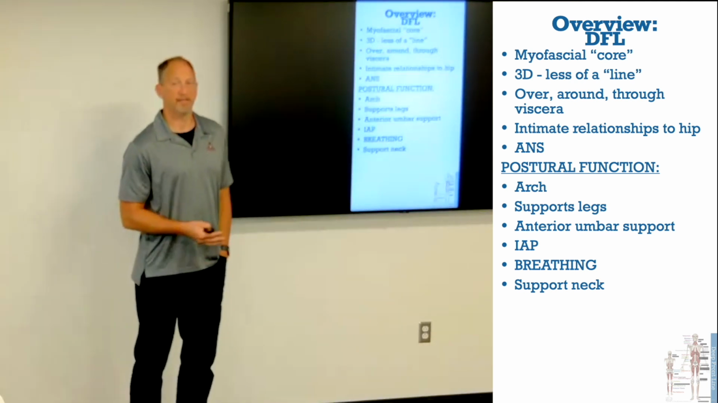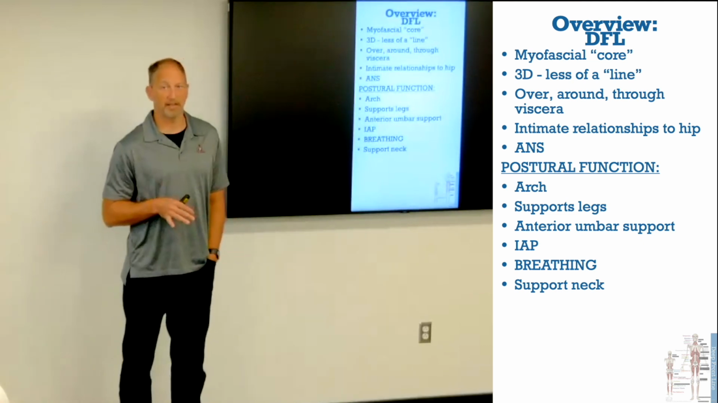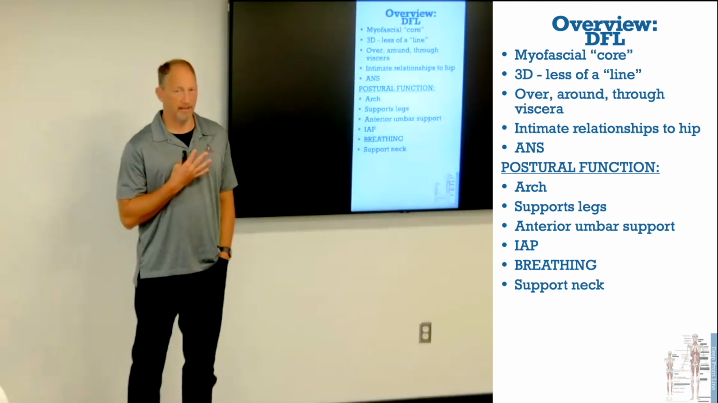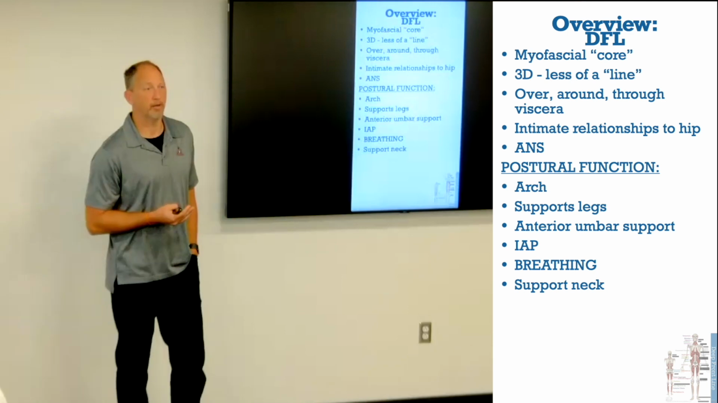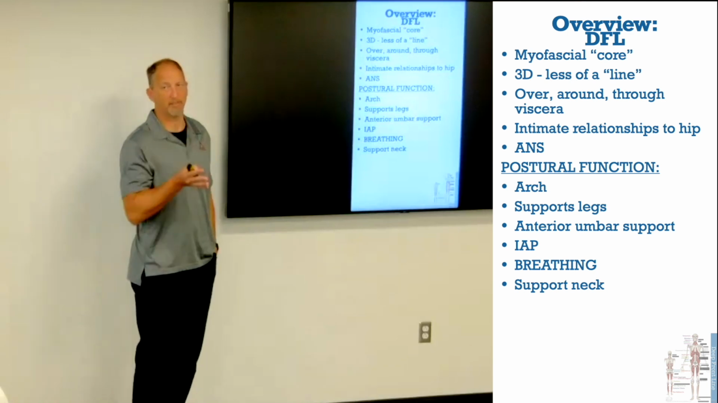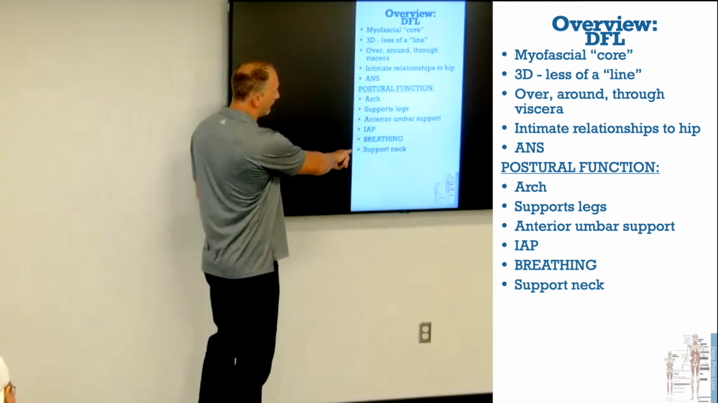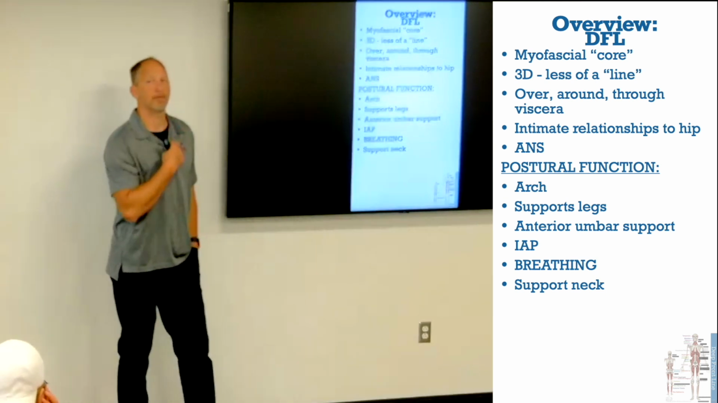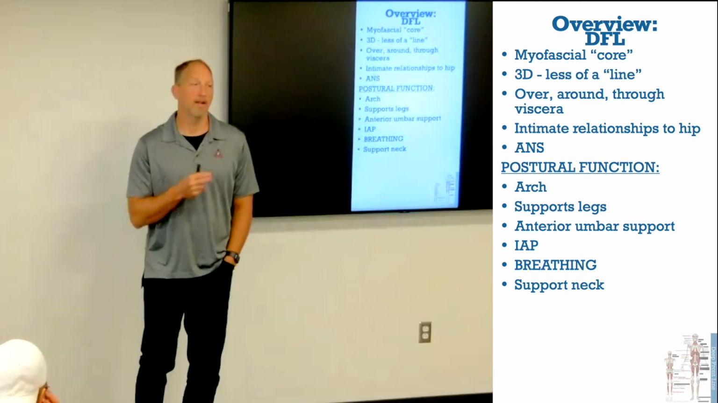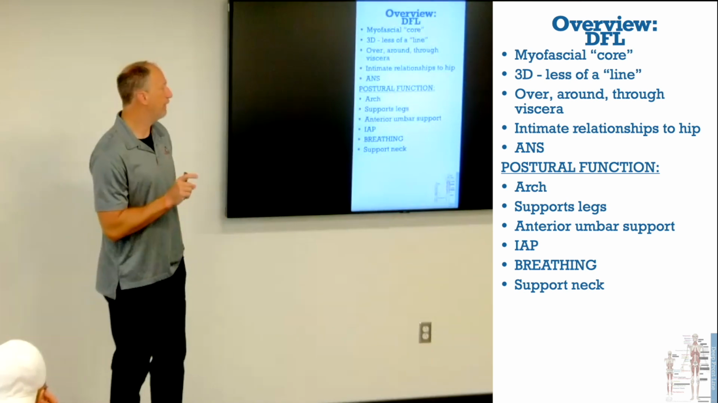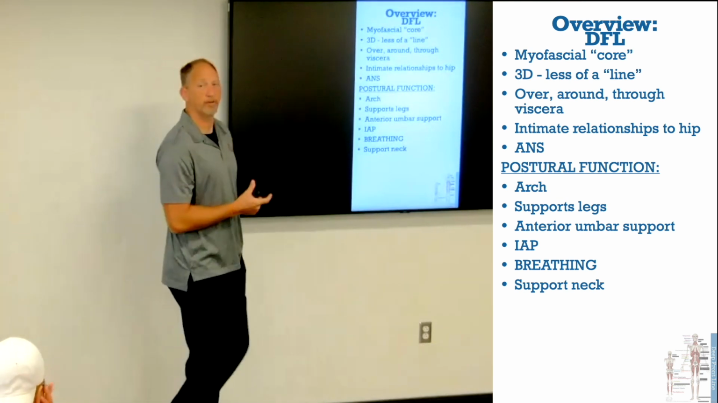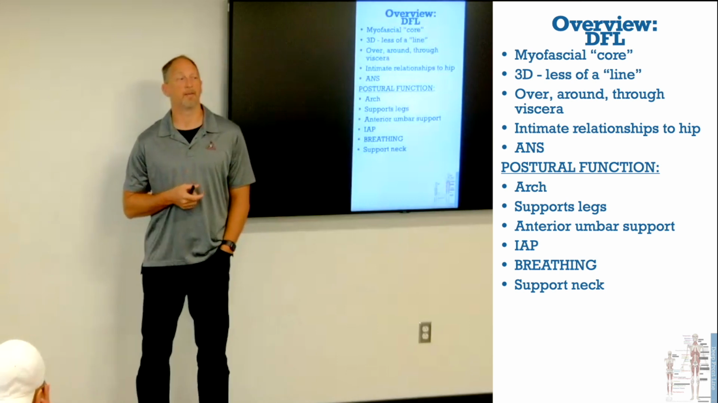If we're going to have any consideration of breathing, every discussion we've had about breathing, it's also a discussion about the deep front line. You can't have a discussion about breathing and not consider the deep front line and vice versa. And then because of the 3 different tracks that it takes up through the anterior, up through the neck, it exerts significant control and support for the fragile structures of the neck.